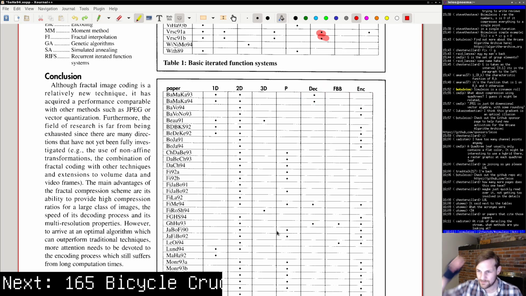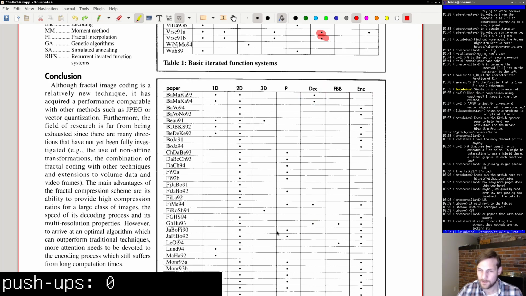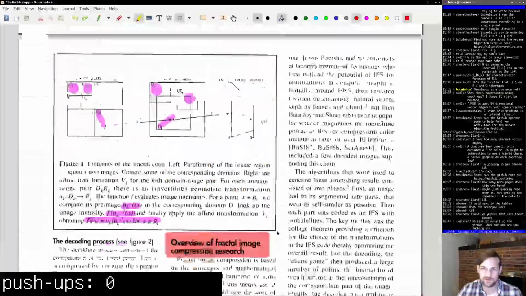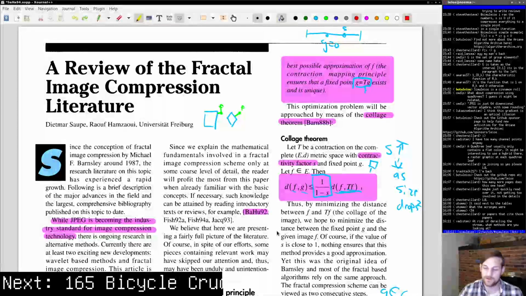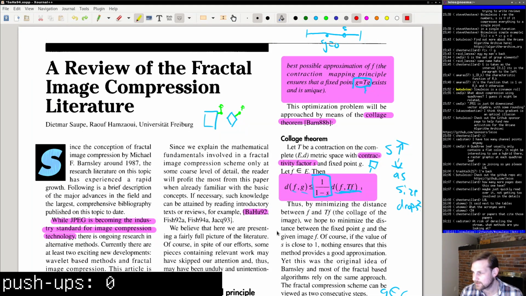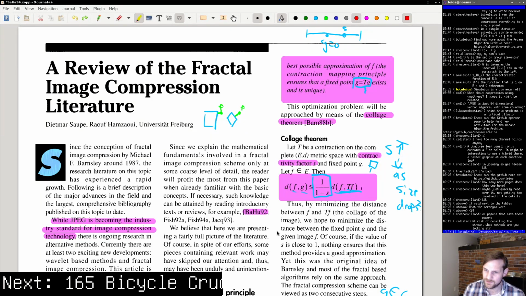What methods are you looking at? We are currently looking at fractal compression methods. There's a review of fractal image compression literature. And again, the reason we're looking at this is it is very related to what we want to do for the end of the project, which is turn any image into a set of fractals. That's literally what fractal image compression does.